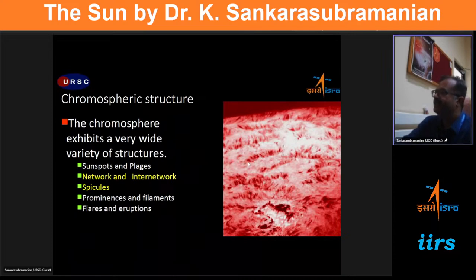And you also see these big structures which you see everywhere in the chromosphere. They are all called network structures. These are networks of magnetic fields which form bigger structures. We call that the network structures.